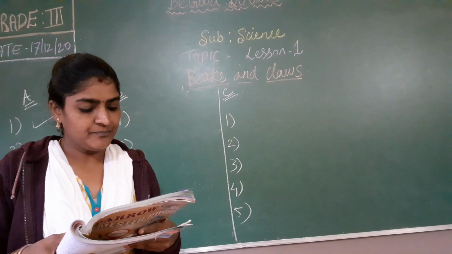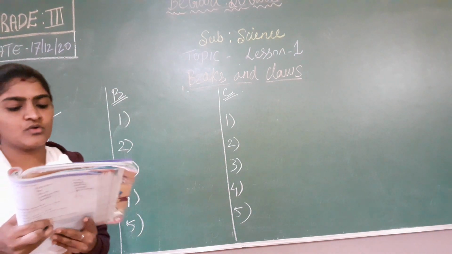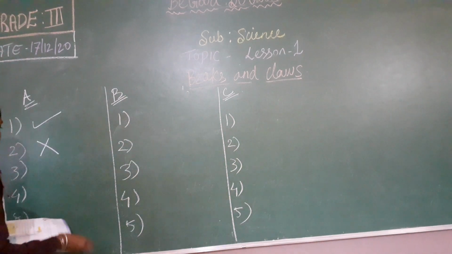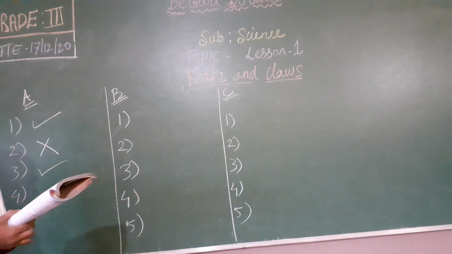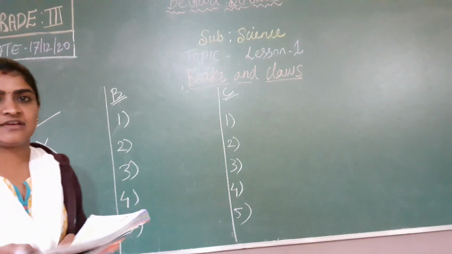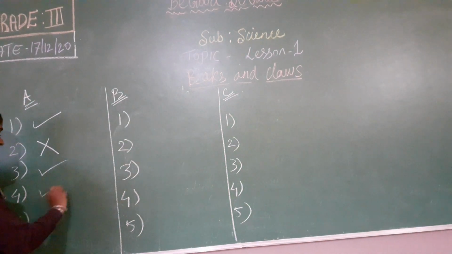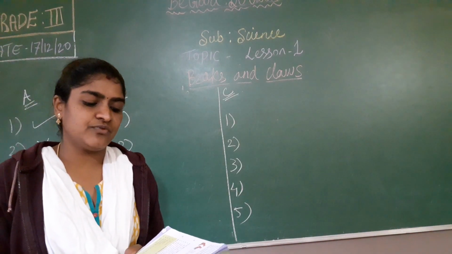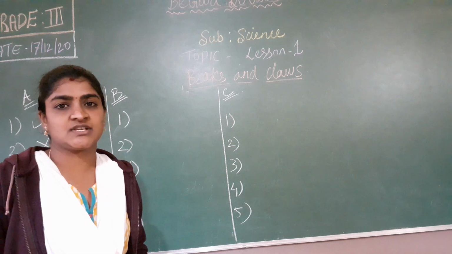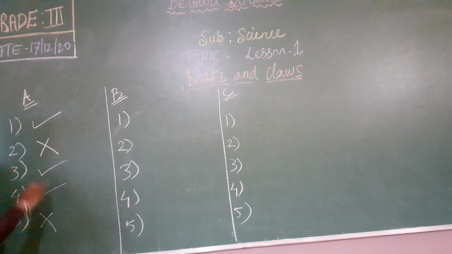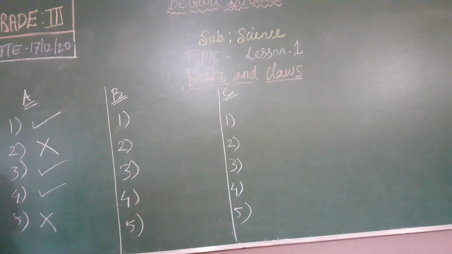Next, third one, wading birds can walk over shallow water. Yes, wading birds can walk in shallow water, so this statement is true. And the fourth one, hen and quail are scratching birds. Yes, they scratch on the ground to search for grains and insects. And next, fifth one is, the ostrich can fly very high. No, ostrich cannot fly. It is always walking on the ground. So this statement is false. You have to use the pencil and put a tick mark next to the box, children.